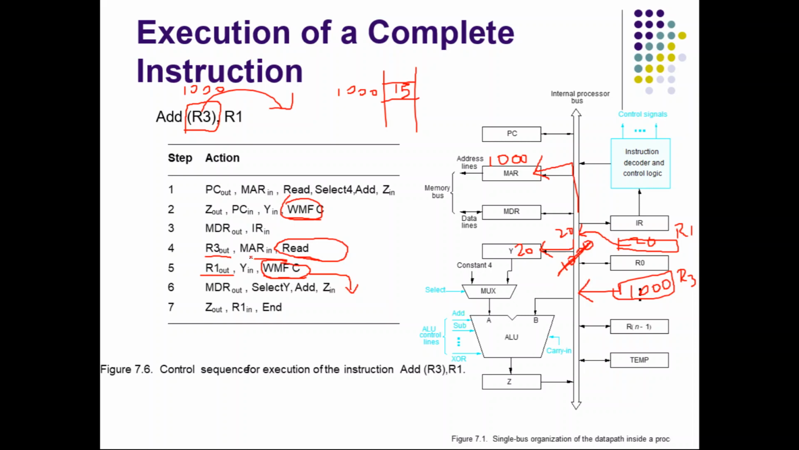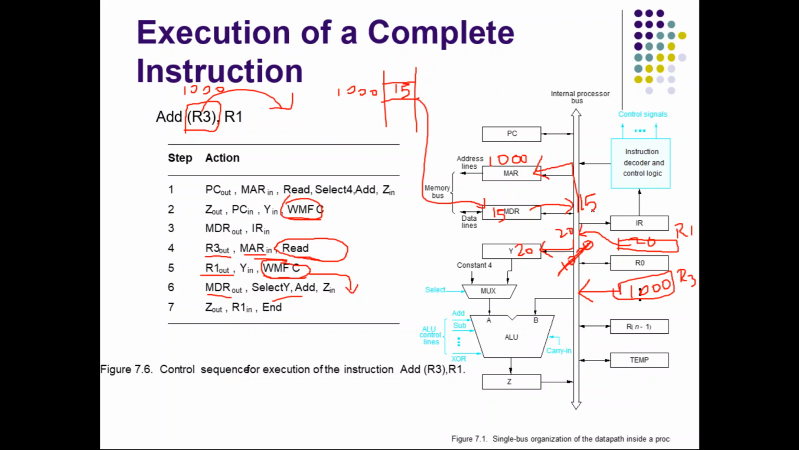if it is available, where it will be available, that 15, it will come to MDR. Okay, so from MDR we have to move somewhere else. So this 15 will first come to MDR once the read is done. Then we are saying MDR out and select Y. So MDR out means this 15 will come here.